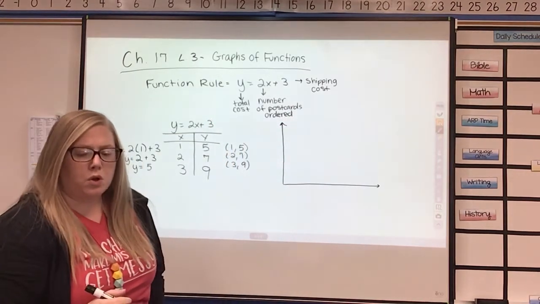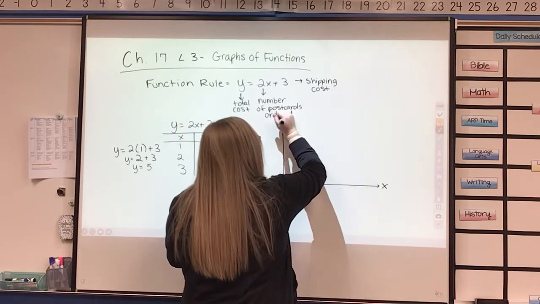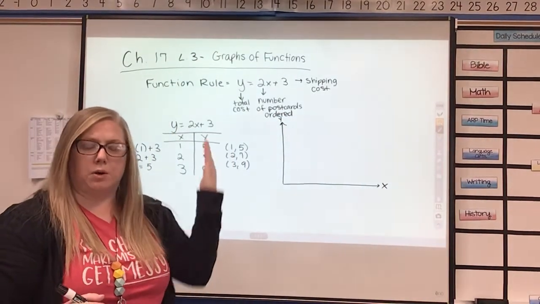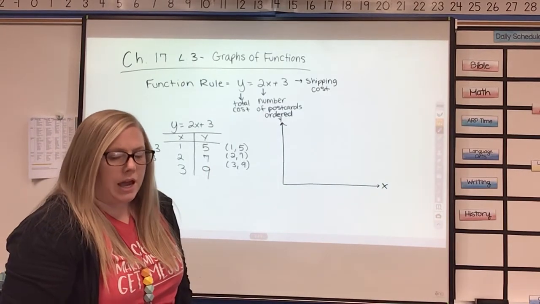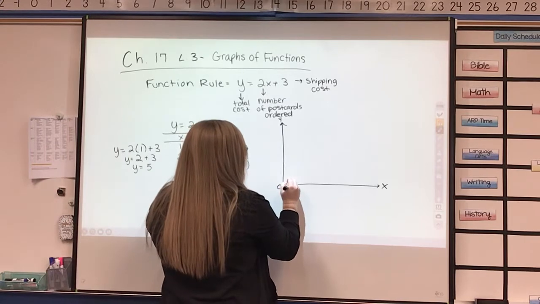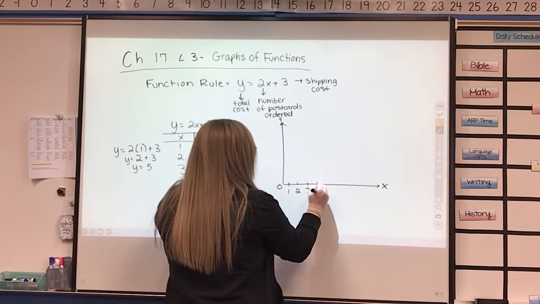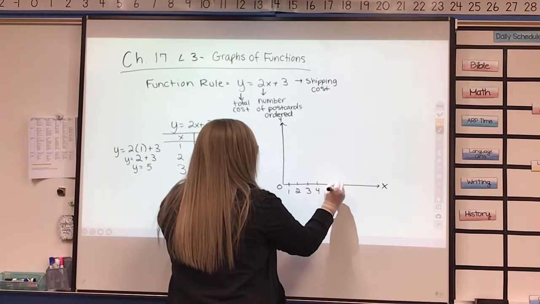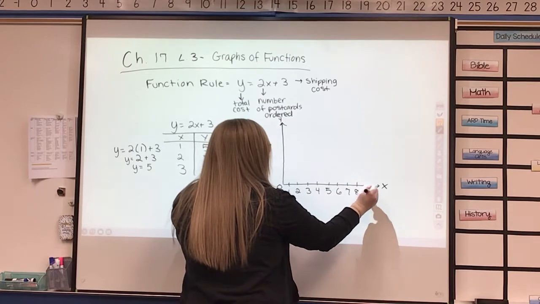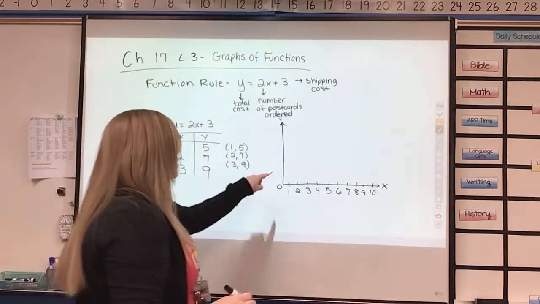Okay, remembering that this is x and this is y, and that's always going to be true. This is always x, this is always y. And I know I need to get to 9, so I'm going to put 0 here. And I'm going to say 1, 2, and so on. And you can stop at 9, but I always like to be even, and I just go to 10. And I'm going to do the same thing here.